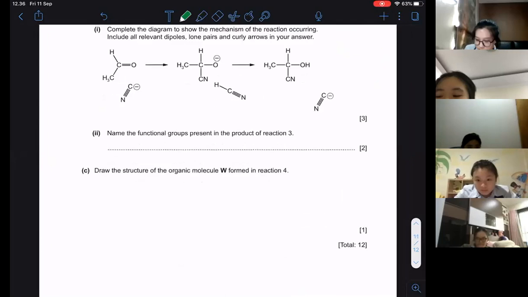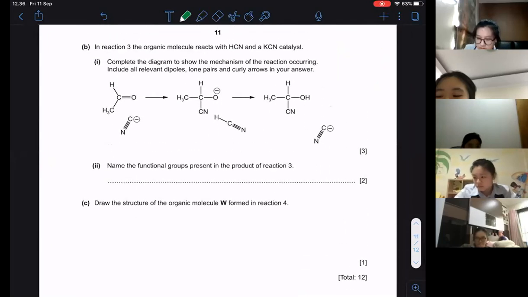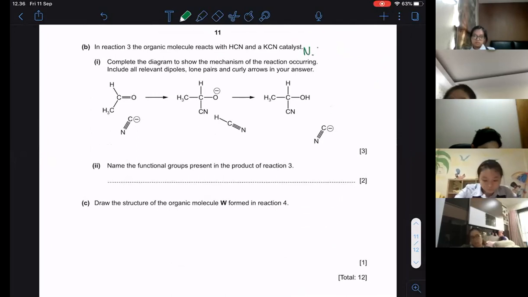Now next, the last one, almost towards the end. Now complete the diagram to show the mechanism. This one is going to be the mechanism, which is nucleophilic addition. So we need to have the lone pair of electrons. You don't see any lone pair of electrons, we need to put that. We need the relevant dipole and curly arrow. Three things that you need to do.